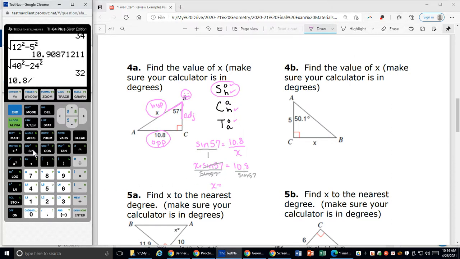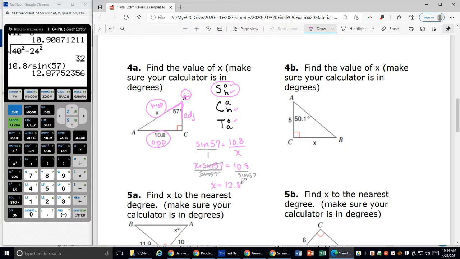10.8 divided by the sine of 57, and then remember it opens up parentheses for you because it knows you want to put something by sine, so we should close it, put that seatbelt on, and when I hit enter, I get 12.878. 12.878 when I round correctly. 1, 2, 3. That 5 bumps up that second 7. And these are units.